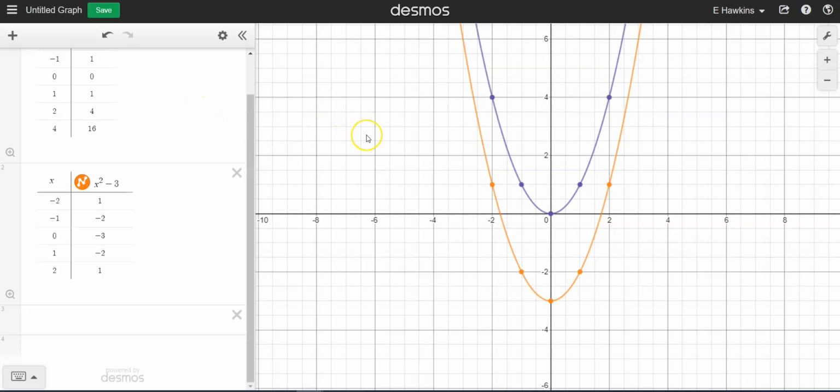So if you are using the TI-84, obviously you could just hit your table and see these values. However, if you press y equals, put the equation in, and then press table, you'll see the matching table.